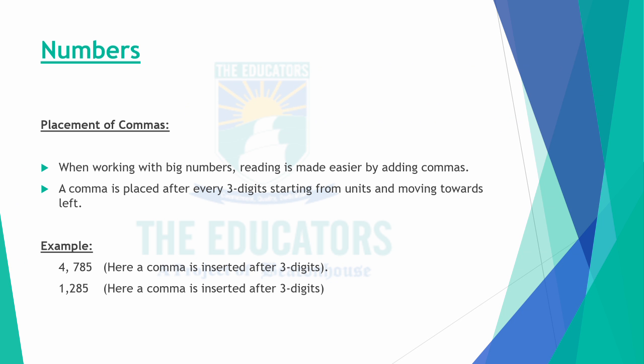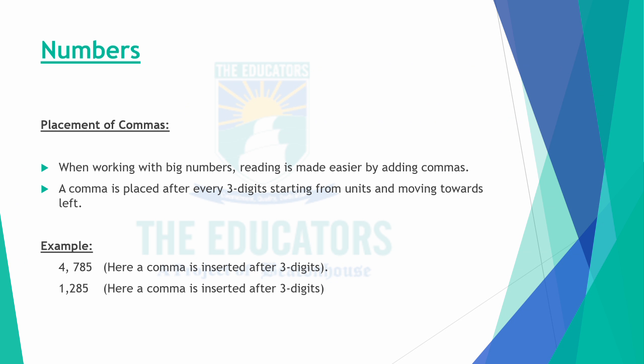Then we'll talk about placement of commas. Students, sometimes it happens that when numbers start getting bigger, it's difficult for students to read those numbers. To make it easier for students to read the numbers and to understand the place values of all digits, we do one thing. We put commas, but we have a rule to put commas. That rule is that we start counting the digits from the right side, and after 3 digits we can put the comma.